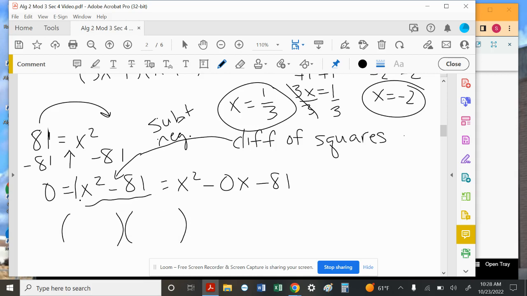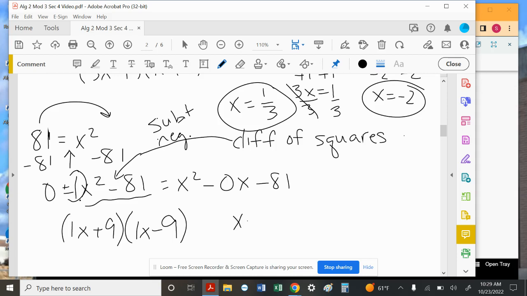Okay, so what are the two numbers that multiply to 1? Well, that's 1 and 1. And because that's x squared, we're going to put an x there in the first one. And then what multiplies out to 81? Well, that's 9 and 9. And then, because it's a difference, I put a plus and a minus, or a minus and a plus. It doesn't matter which way I do it. That's just the way that I have it.